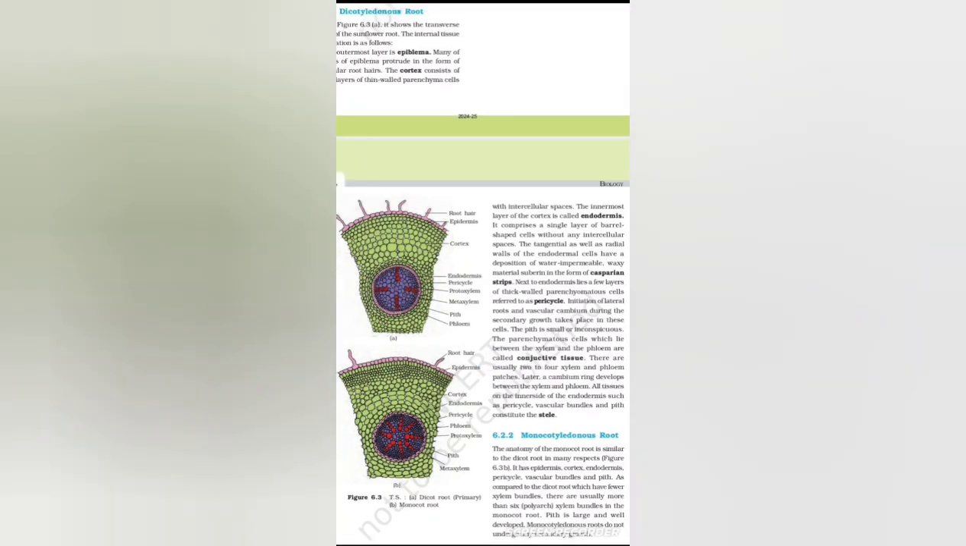The anatomy of monocotyledon root is somewhat similar to the dicotyledon, but there are some differences in the monocotyledon root. So in monocotyledon root, it has epidermis, cortex, endodermis, pericycle, vascular bundles and pith. All these layers are also present in dicotyledon.